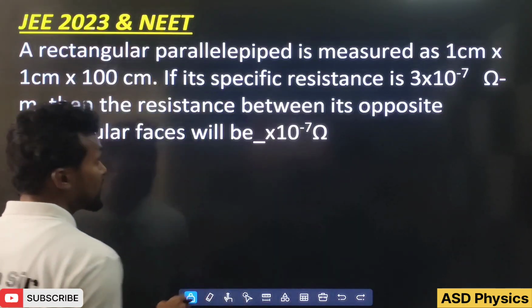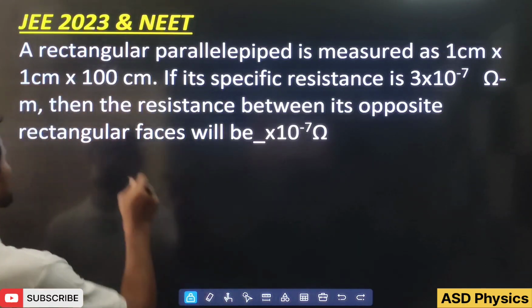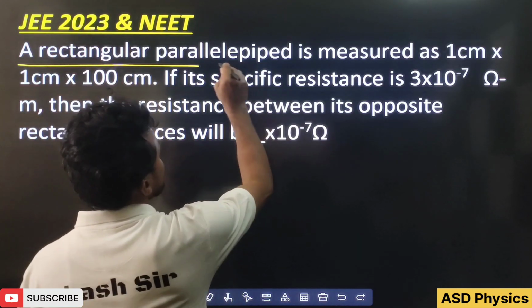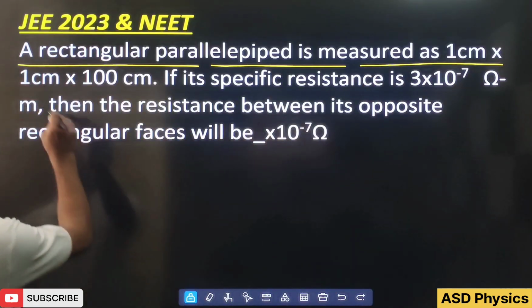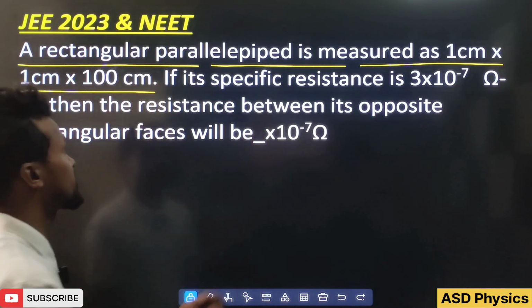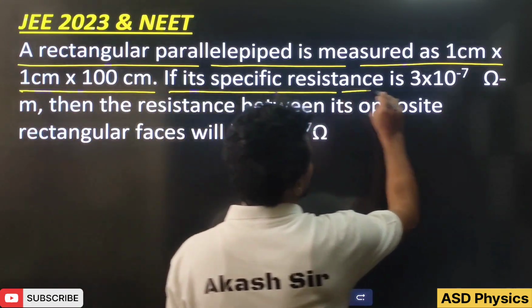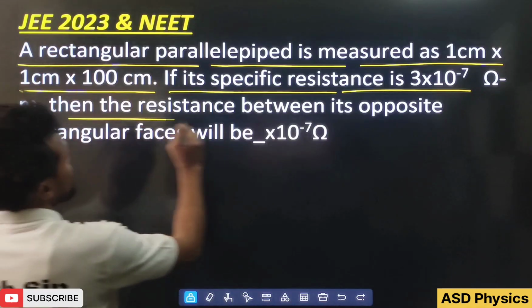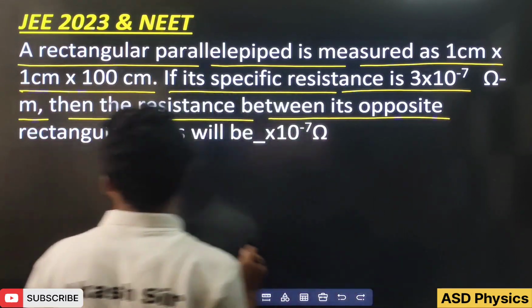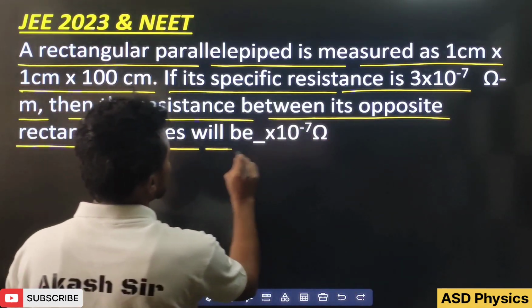Next one, JEE 2023 question. A rectangular parallelepiped is measured as 1 centimeter cross 1 centimeter cross 100 centimeter. If its specific resistance is 3 into 10 power minus 7 ohm meter, then the resistance between its opposite rectangular faces will be how much?